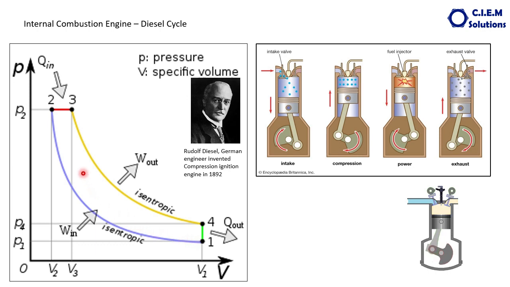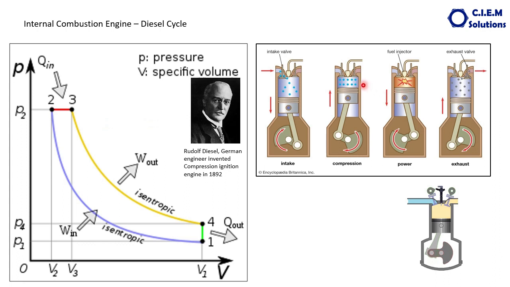Decreasing the volume, increasing the pressure. You observe this graph earlier in the Otto cycle. The volume is decreased up to here, no doubt, but the pressure is increased only up to somewhere here. If you observe that graph, that is also a difference. So here the volume is decreased and the pressure also increased enormously. So this is called isentropic compression.